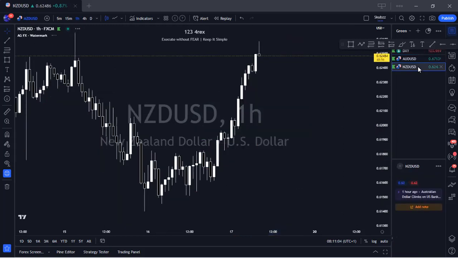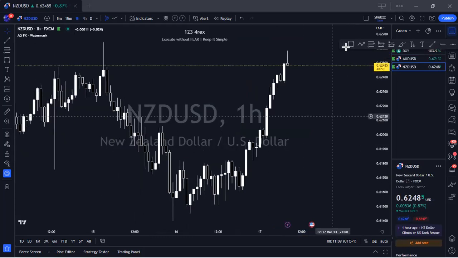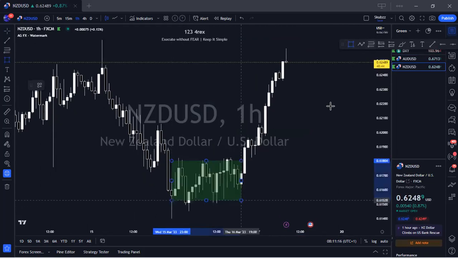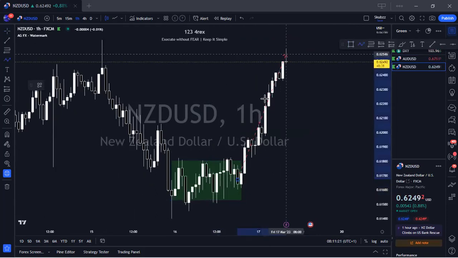Then let's go to NZDUSD. This one is a bit complicated. Complicated in the sense that we actually had this range here. Price ranged there throughout yesterday, and then it just exploded to the upside. Boom. I was expecting that we get a small retest there, but then we just exploded to the upside.